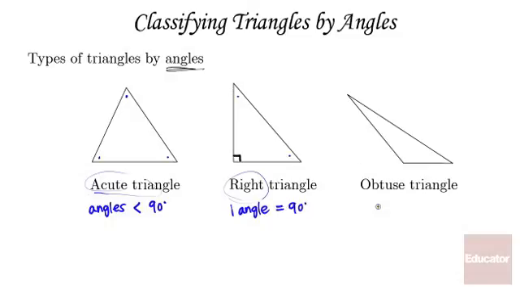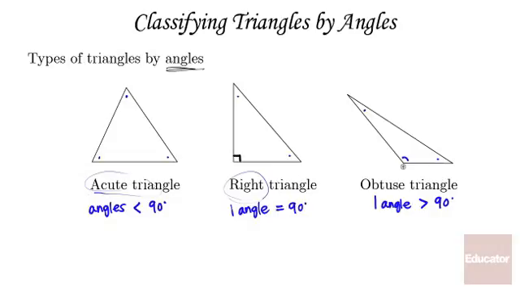The third type of triangle, by its angles, is an obtuse triangle. That means one of the angles, this one right here, is going to be greater than 90. So one angle is greater than 90 degrees. This means bigger, right? So one angle is bigger than 90 degrees. Then the other two are going to be acute.